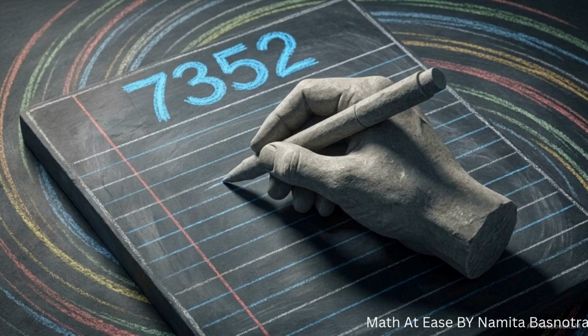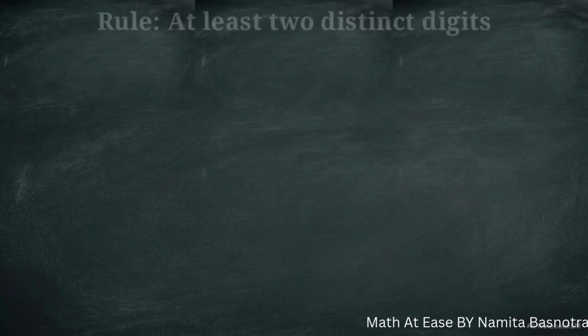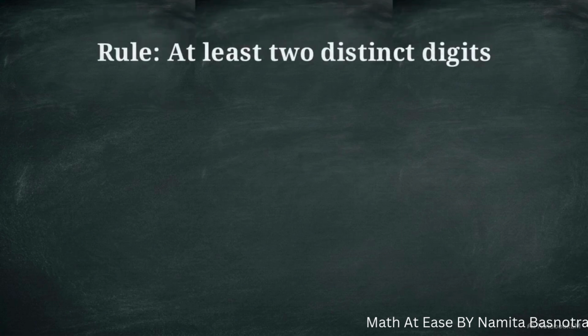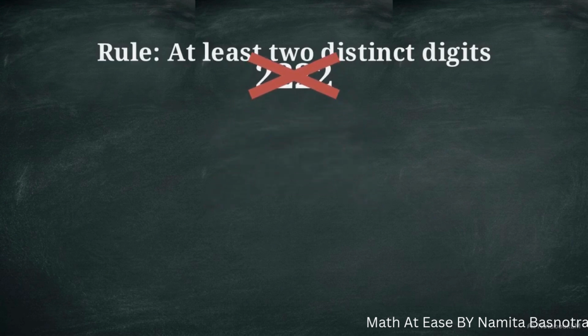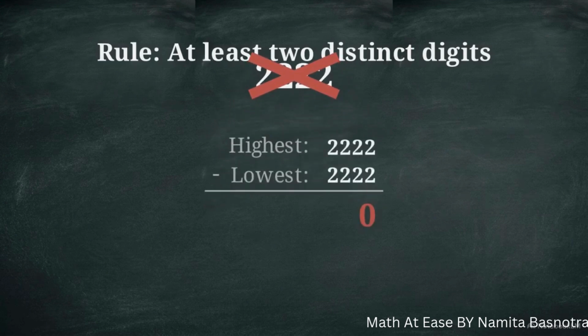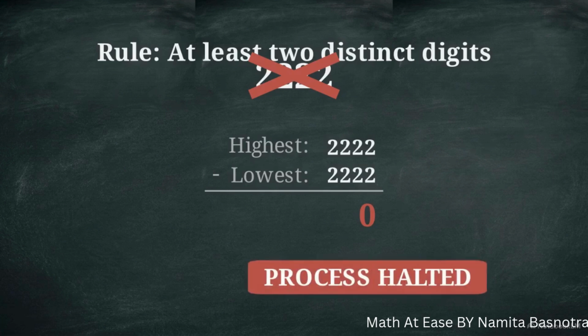First, pick any four-digit number you want and write it at the top of your paper. There is only one rule for this. Your number cannot be made up of four identical digits. If you pick something like 2222, subtracting it from itself immediately gives you 0 and the process stops before it even starts.